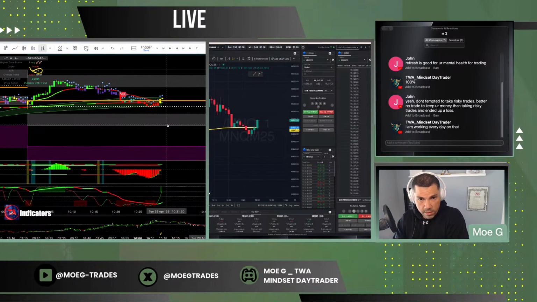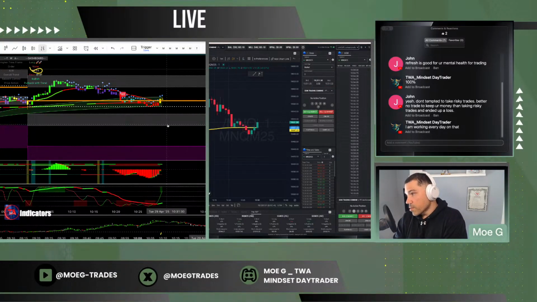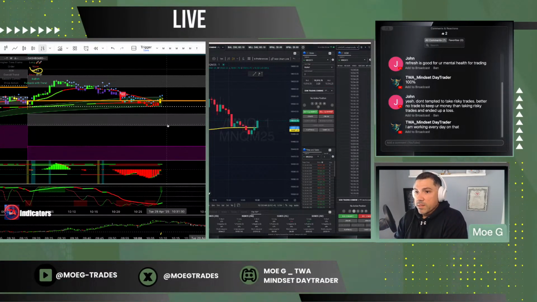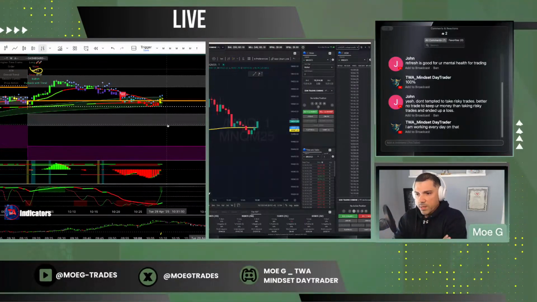Okay. The TPOs are still yellow, so that means we're going to be choppy right here. And you can see it in the price action on both in TopStep X and on TradingView. You can see how it's ticking up and down, 1 point, 2 points, 3 points, either way.